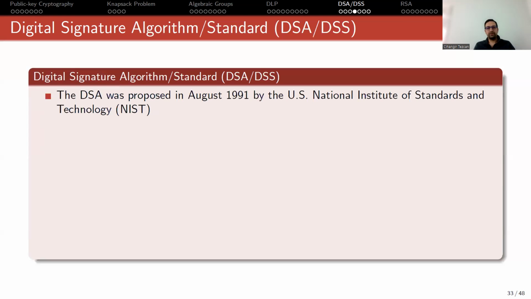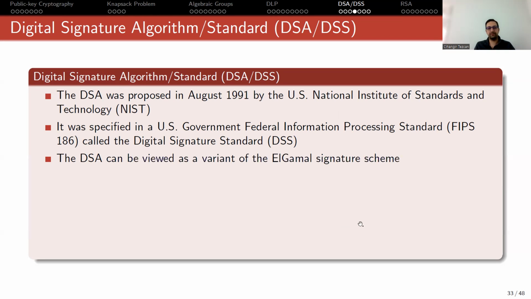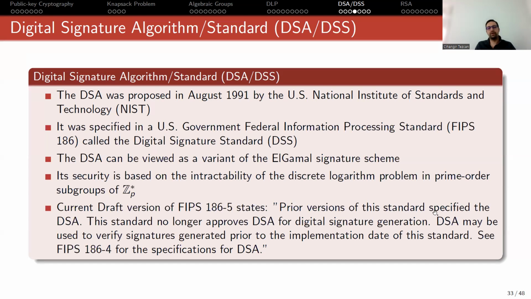So let's focus on the digital signature algorithm, DSA, or the other name, digital signature standard, DSS. The DSA was proposed in August 1991 by the US National Institute of Standards and Technology. It was specified in a US government Federal Information Processing Standard, FIPS 186, called the Digital Signature Standard. DSA can be viewed as a variant of the ElGamal signature scheme. Its security is based on the intractability of the discrete logarithm problem in prime-order subgroups of Z_p star.